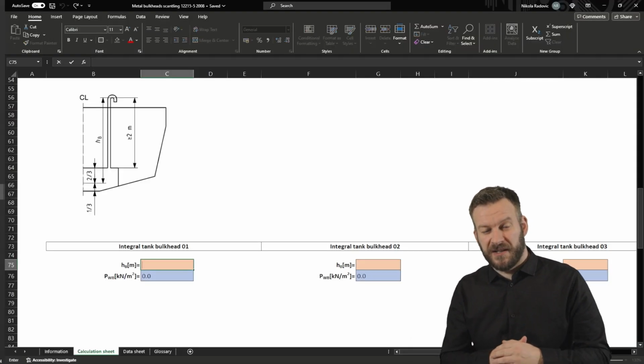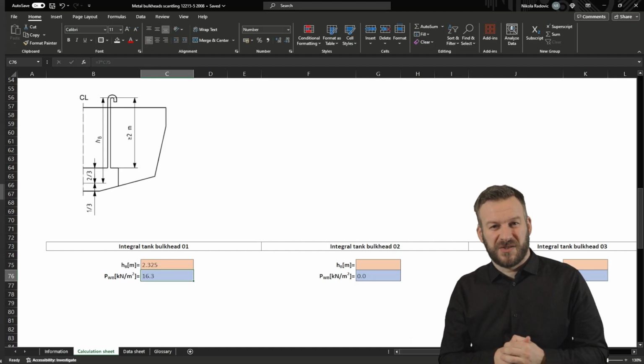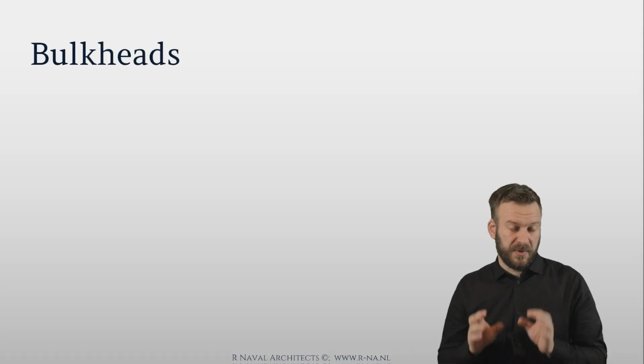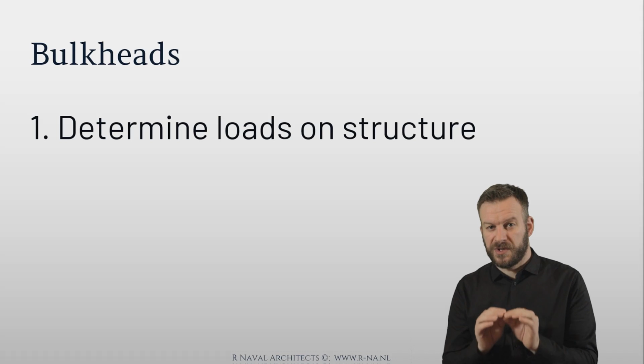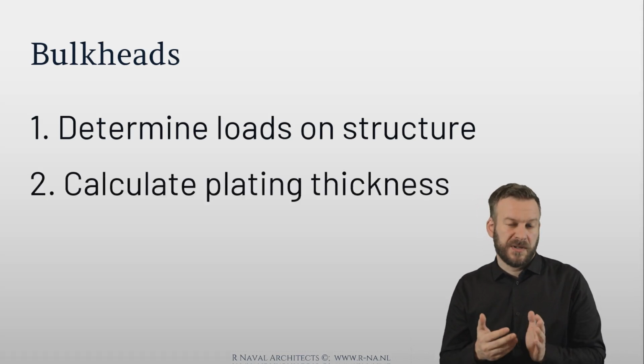This will give us a design head of 2.3, and with the formula that is translated to 16.3 kilonewton per square meter. This was the first step. Actually, in every structural calculation, the first step is to determine the loads that are acting on our structure. Next step is to calculate the thickness of the bulkhead.